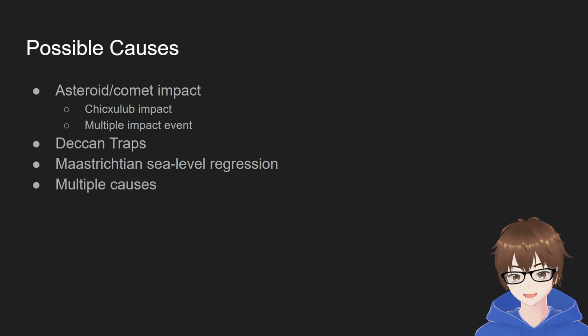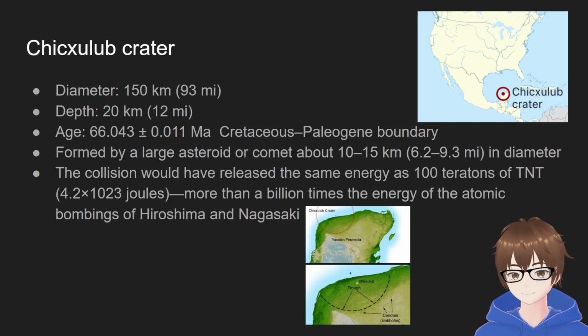And the possible causes for the extinction is, of course, the asteroid or comet impact, like the Chicxulub impact, or multiple impact events. There's also Deccan traps, which were in India around that time, sea level regression, and then there's other multiple causes. And we'll go over some of these.